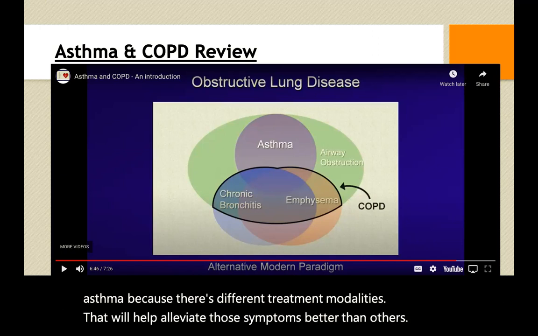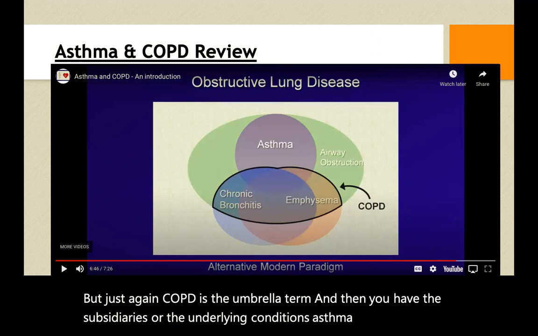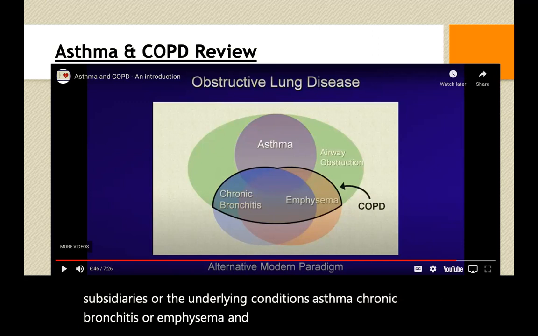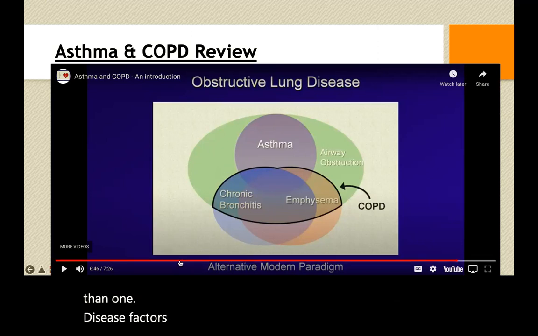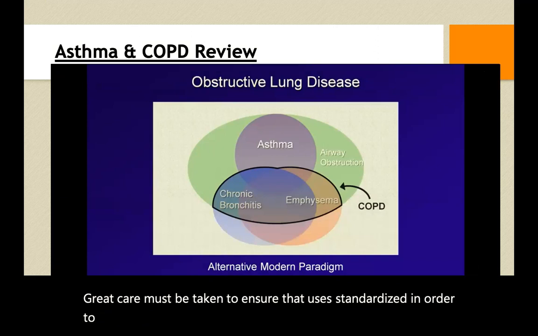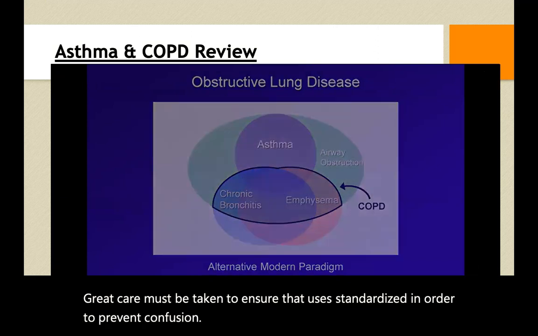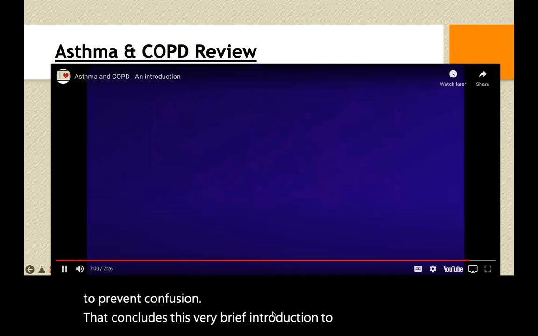But again, COPD is the umbrella term, and then you have the subsidiaries or the underlying conditions, asthma, chronic bronchitis, and/or emphysema, and keep in mind the three overlap in terms of symptomology. So sometimes you have both or more than one disease factor. That will all fall under the umbrella of COPD. Great care must be taken to ensure that use is standardized in order to prevent confusion. That concludes this very brief introduction to some different forms of obstructive lung disease.